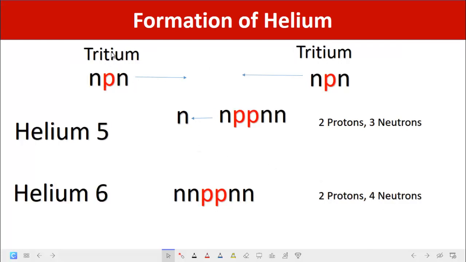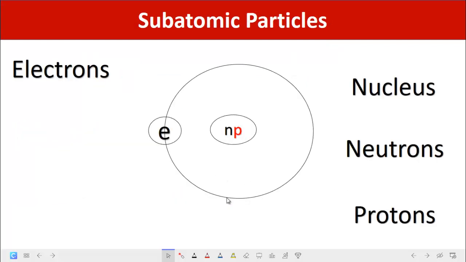It could also be that the tritium isotope of hydrogen and another tritium hydrogen isotope will combine, and we've got this one: three N, two P, and one N decayed. So this is still the same name, helium. So this is helium 5, this is helium 6. We've got 2 protons and 3 neutrons, and this is 2 protons and 4 neutrons. So this will be a helium isotope.